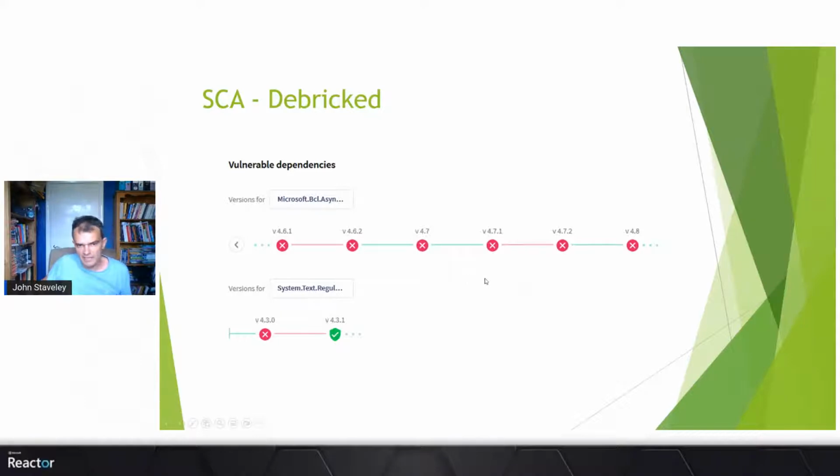Debricked, again the same kind of information, but the feature I really like about it is that it says you found a vulnerability in version 4.3.0, it's vulnerable, but if you upgrade to 4.3.1, everything's good again. So really, as a developer, it tells you exactly what you need to do. With the other two, it's, well, we can upgrade and hope to fix it, but this one tells you what works.